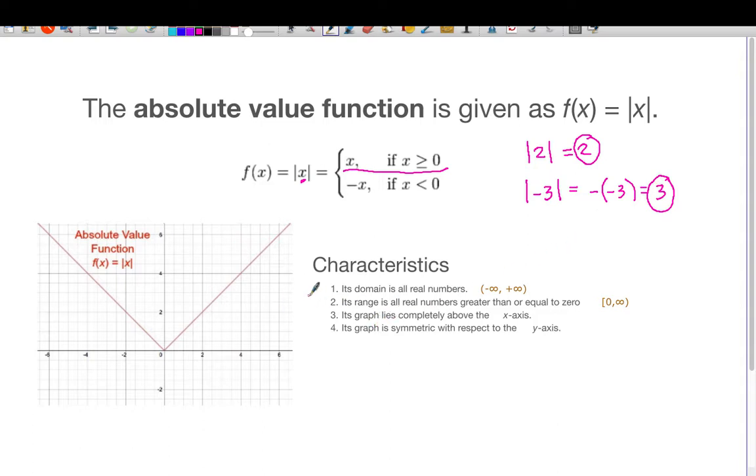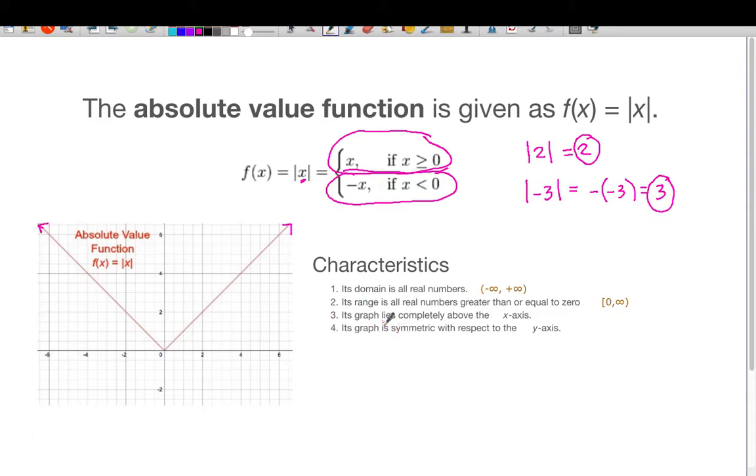And the graph of the absolute value function is given by this V-shaped graph. This line at the right side is covered by this first part of the piecewise function up to 0. And then the second part is this line at the left side.